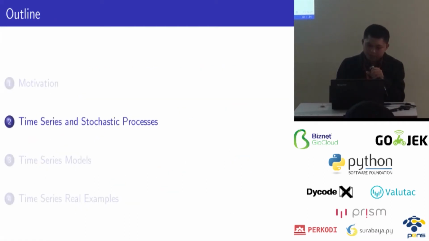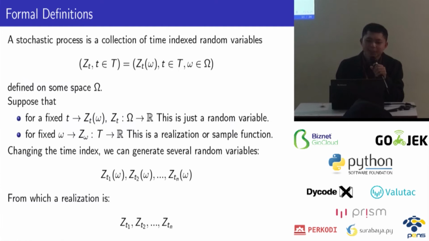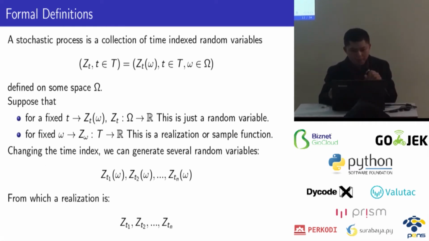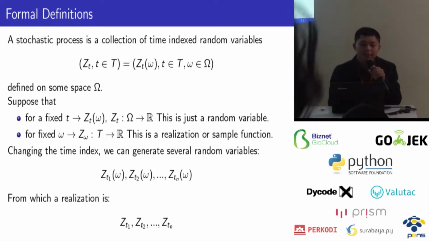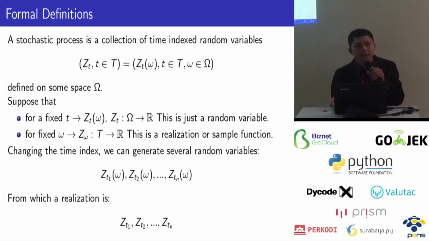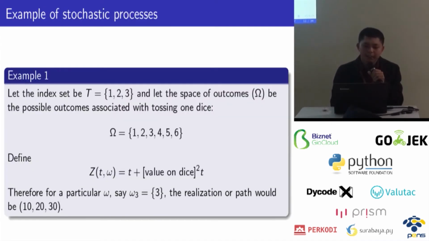Time series is also correlated with stochastic process. This is the formal definition of stochastic process. Maybe I will not talk much about this, but the important thing is that time series is the realization of a stochastic process, and it is related with stochastic process, statistics and probability. So we model the time series using the uncertainty.